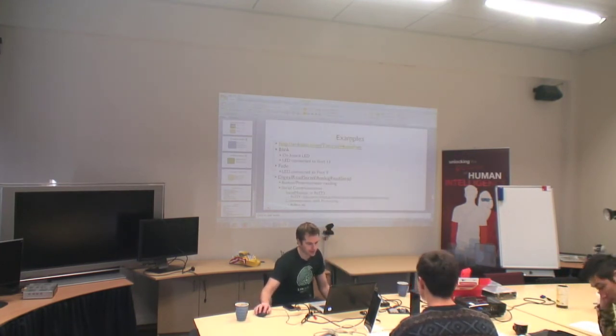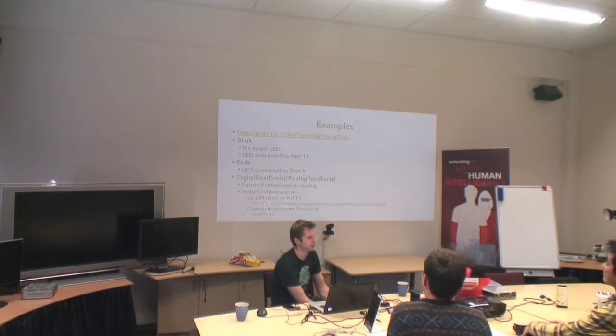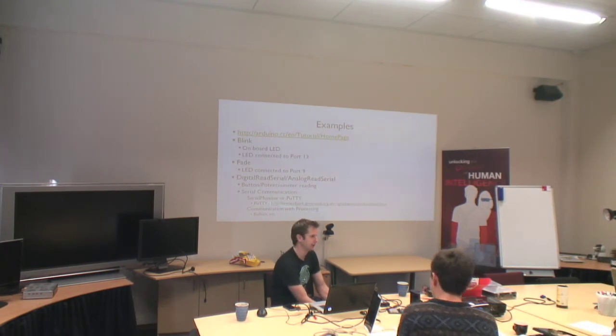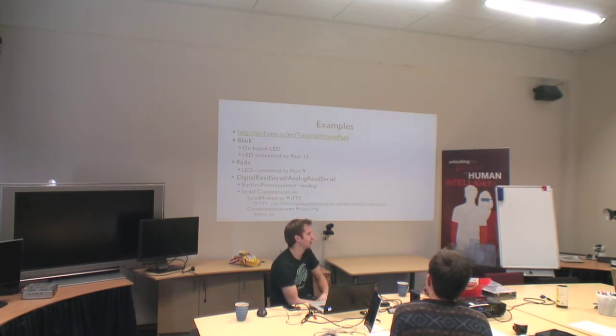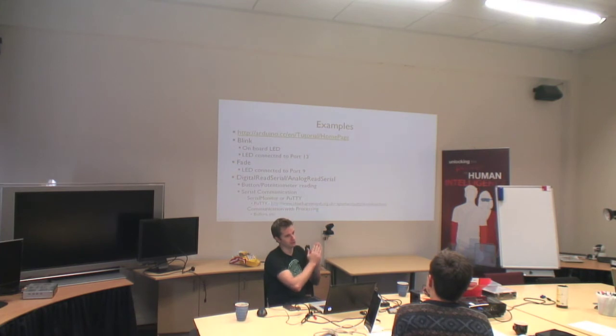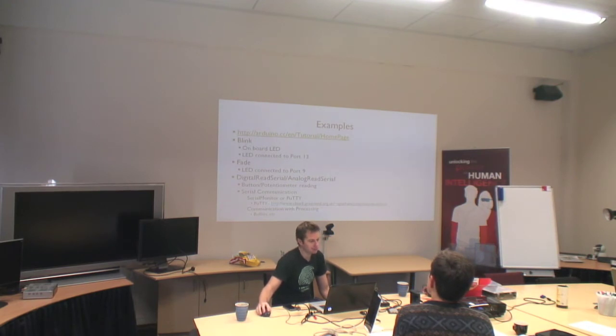We've had a look at blink. We do digital write, we turn an LED on, we wait a second, turn an LED off, easy. Look at fade. Fade used analog write, and it basically went from 0 up to 255, and then from 255 back to 0 to fade an LED in and out. So they're obviously output, and those are basically the two output functions of Arduino.